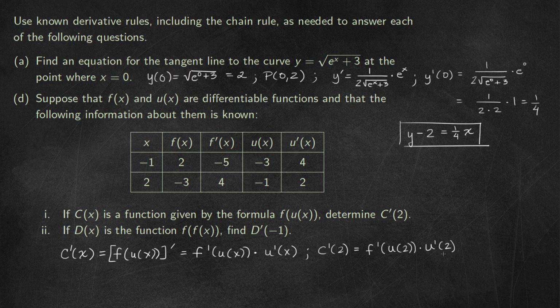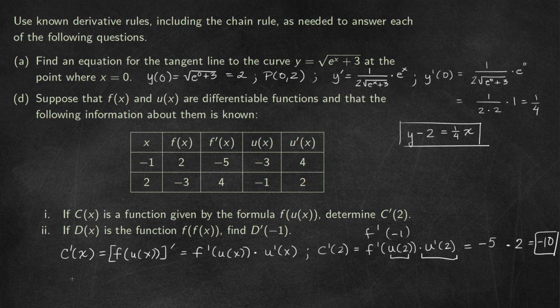And from the table, let's get u prime of 2. U prime of 2 is equal to 2. And then u of 2, so right here, u of 2 is equal to -1. And then that means we need f prime of -1. F prime of -1 is -5. So this is -5 times 2, or -10.